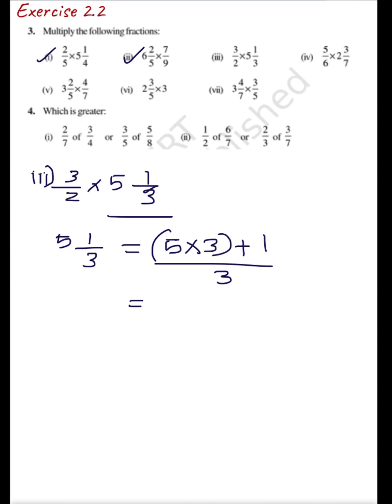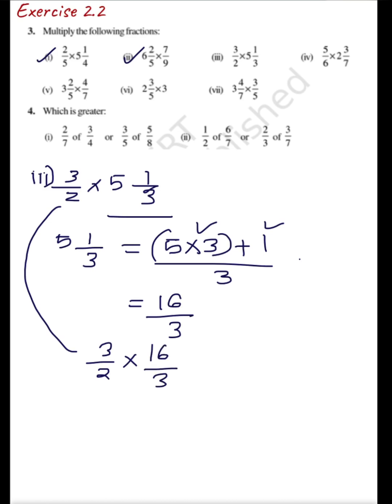So what is 5 into 3? It's 15. 15 plus 1 is 16. So you will get it as 16 by 3. Now 3 by 2 into 5 1 by 3 will turn into 3 by 2 into 16 by 3, replacing 5 1 by 3 with 16 by 3.